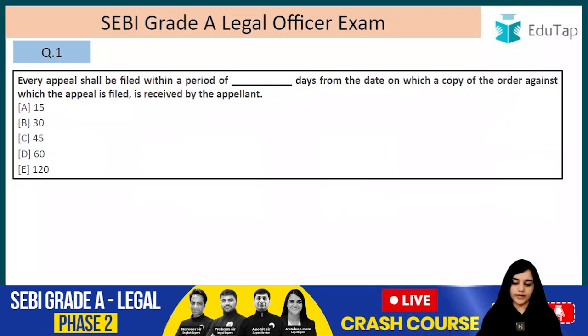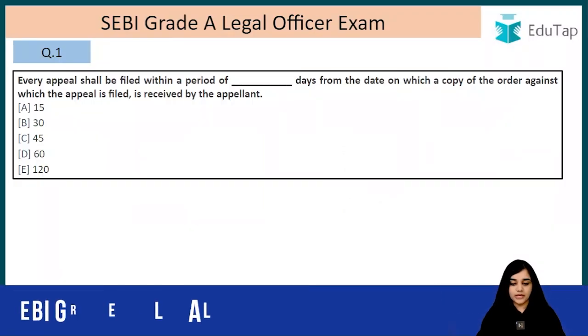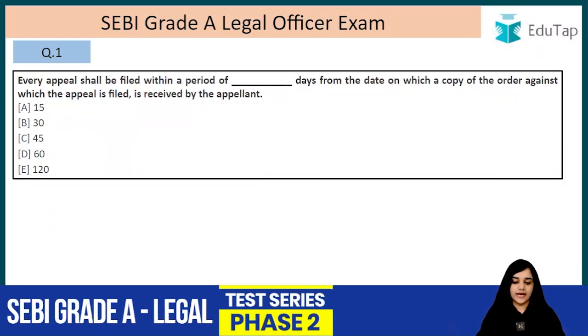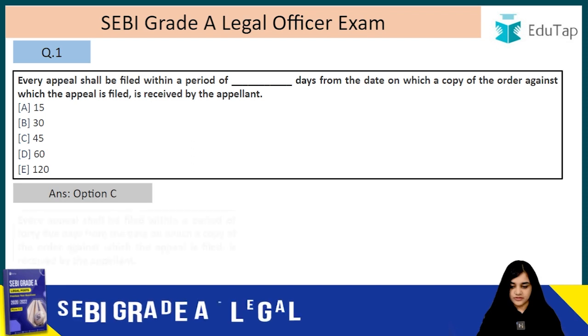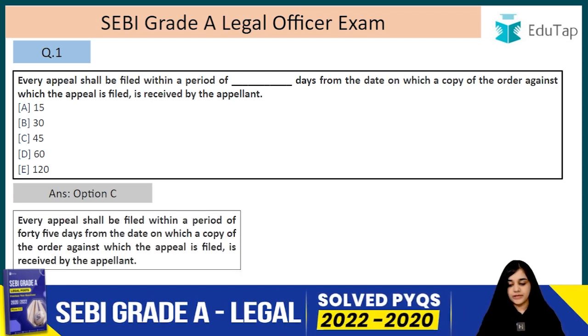It's question number 1. Every appeal shall be filed within a period of how many days from the date on which a copy of the order against which the appeal is filed is received by the appellant. So the answer to this question is option C, that is 45 days, right? Let's read this. Every appeal shall be filed within a period of 45 days from the date on which a copy of the order against which appeal is filed is received by the appellant.